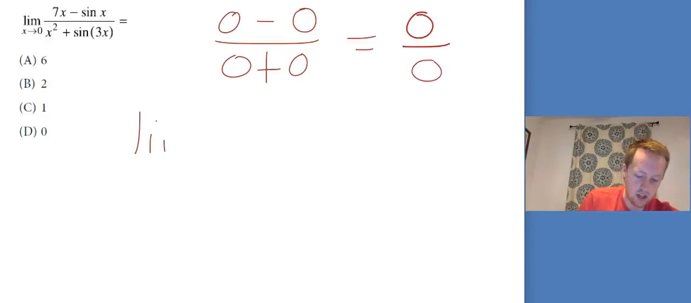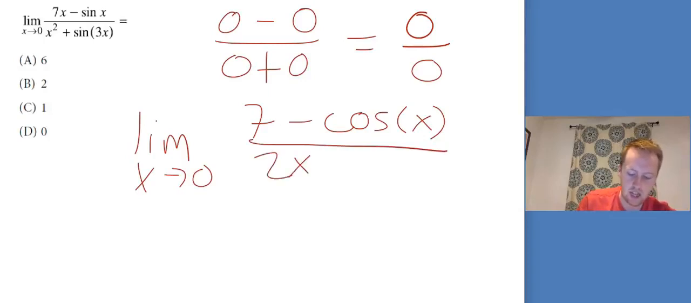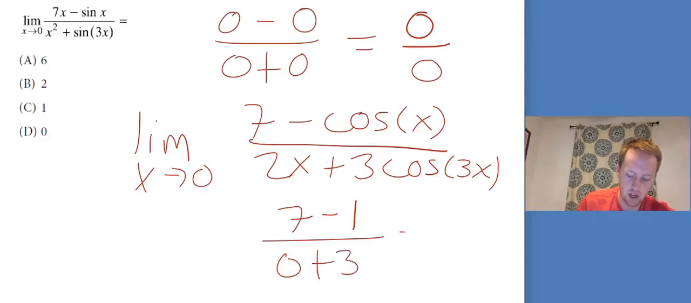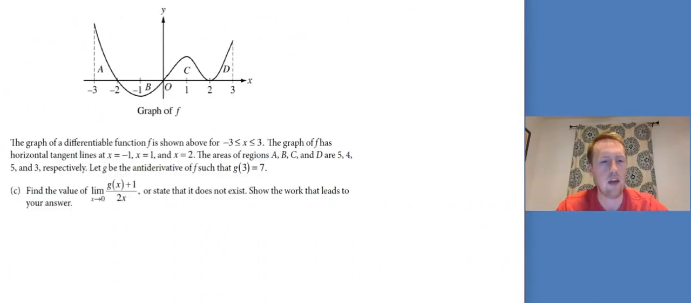So I'm going to take the limit as x goes to 0. Take the derivative on top. The derivative of 7x is 7. The derivative of negative sine x is minus cosine x. Over the derivative of x squared is 2x. The derivative of sine of 3x, we got to use some chain rule on that, is 3 cosine of 3x. Now I can plug in 0. On top I'm going to get 7 minus 1. On bottom I'm going to get 0 plus 3. That's 6 over 3, and we know 6 divided by 3 is just 2. Perfect.